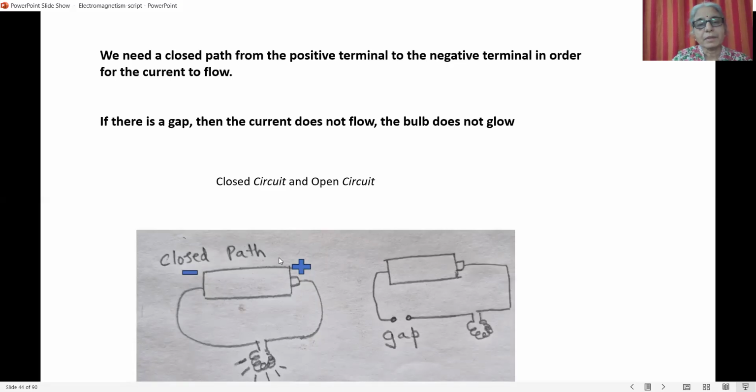So this is the path. We have drawn the path of electricity from the positive terminal to the negative terminal through the connecting wire, and it's passing through the electric bulb. When this path is complete and closed, we say it's a closed circuit and current flows through it. And when there's a gap in that path, then there is no flow of electricity and the bulb does not glow. So let us use this to study a few things.